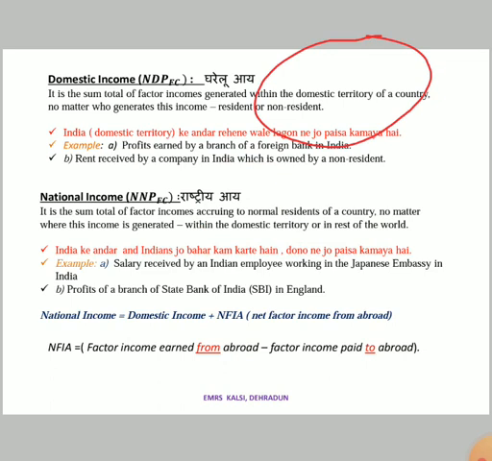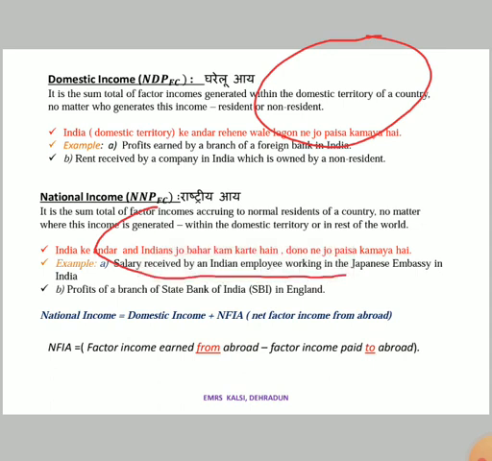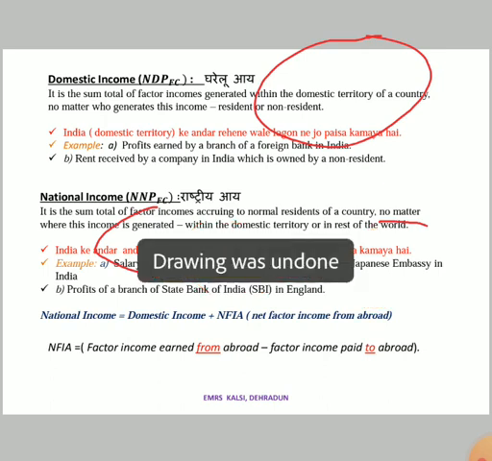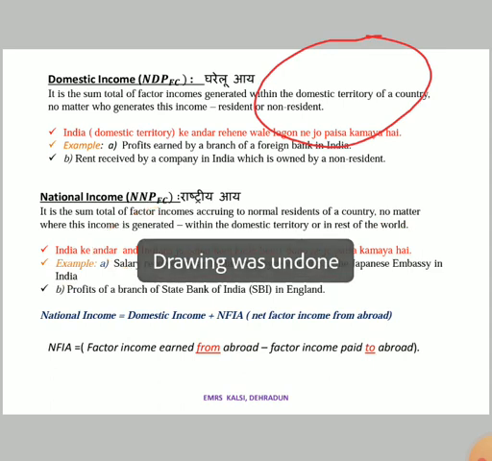Like for example here, salary received by an employee working in the Japanese embassy in India. Whether it is received in India or in Japan doesn't matter, but who is receiving? A normal resident. So an Indian employee working in the Japanese embassy in India, the salary is received by a normal resident, and it is received in India, through the Japanese embassy.